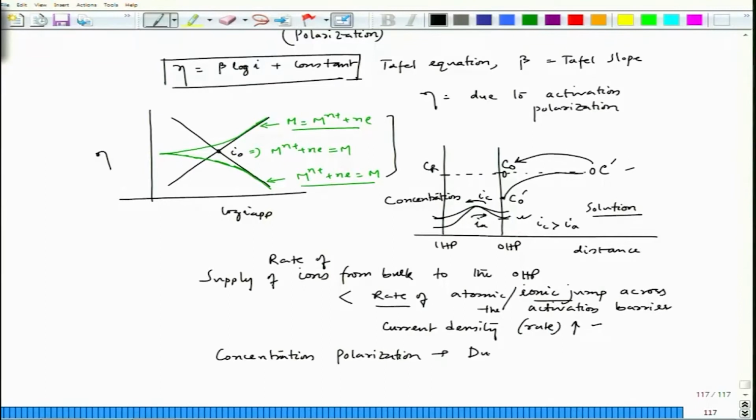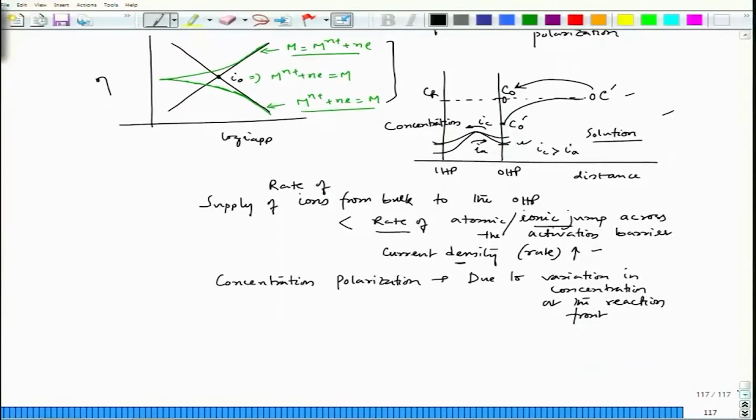This is due to variation in concentration at the reaction front, and that happens at a very high current density, because if it is a low current density, the rate of atomic jump is little low. So, it can be possible that the rate of ion supply from the bulk would be equal to the rate of ionic jump. So, there should not be any lag of concentration from bulk to the interface.